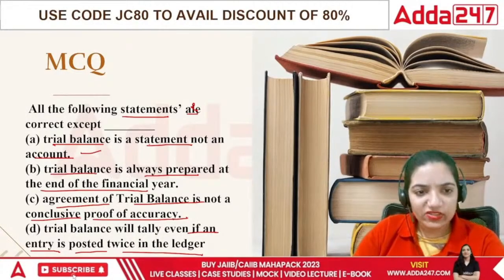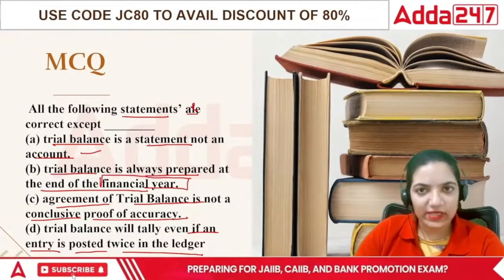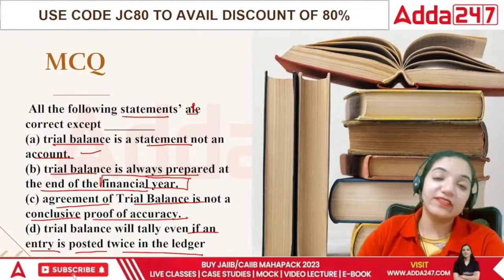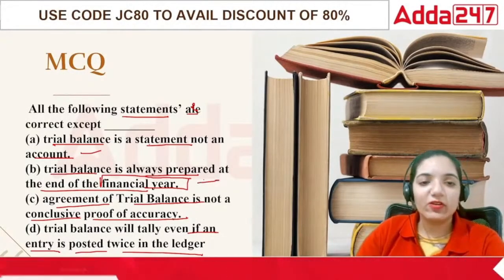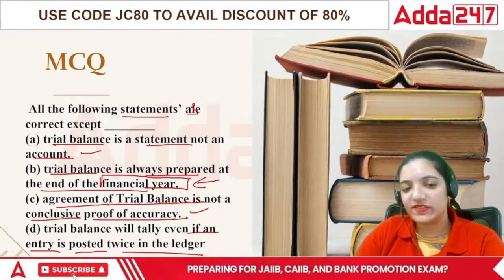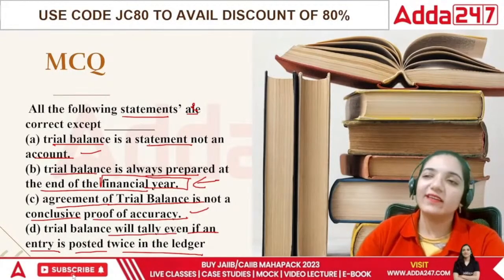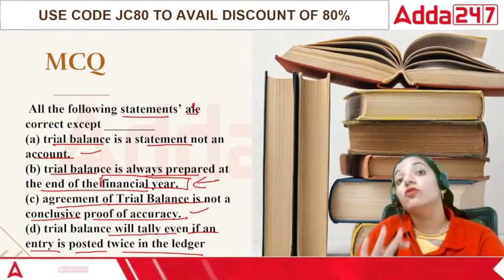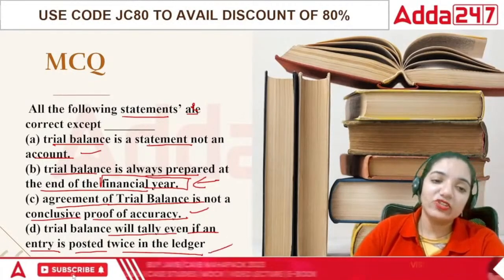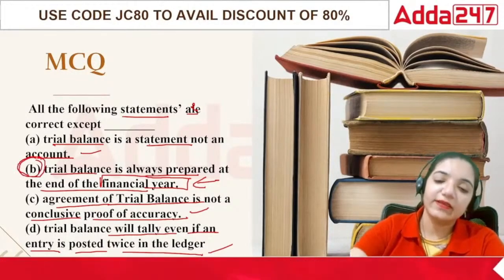There is no such rule that trial balance has to be prepared at the end of the financial year only. It can be prepared before that for interim statements as well. So in this case, I'll go with B, because in C, agreement of trial balance is not a conclusive proof, that is correct. Then trial balance will tally, because once you put the journal entry twice, it will still match, though it's wrong. So in this case, there is only one point which is wrong. That is B.